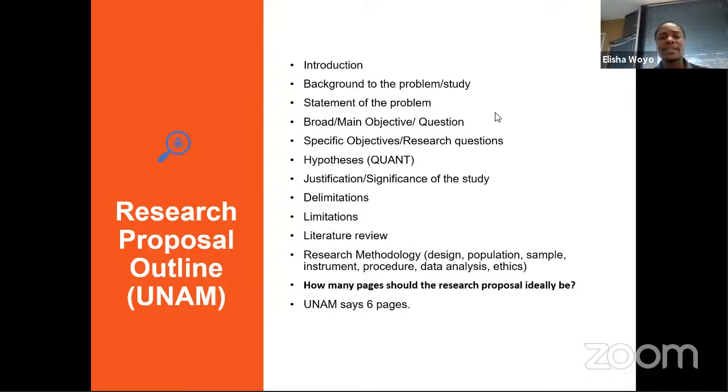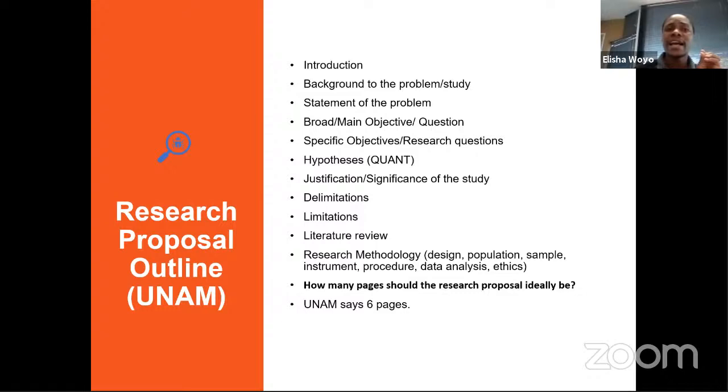Then you put your main objectives or your main research question, depending on what your university wants. At least at our university, you either go for objectives or for research questions, not both. I'm not sure about Midland State University. Then you generate your specific research objectives that we talked about. Then if you're doing quantitative research, we also expect to see one or two hypotheses that you want to look at.